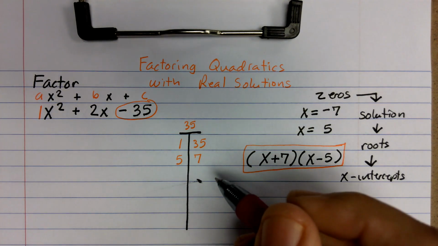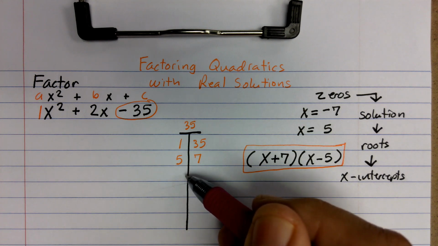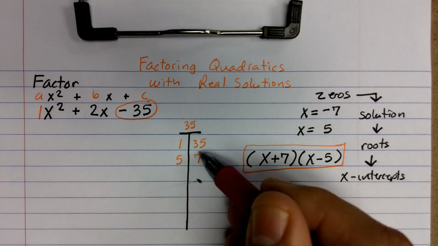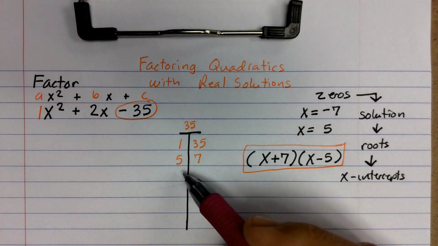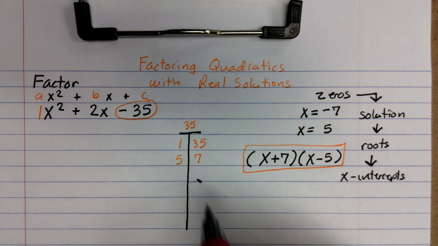And if you're wondering why we can stop, it's because after 5 is 6, and we verified that 6 wouldn't work. And after 6 is 7, and 7 is already here. So there's no point in writing 7 over here when you already have a 7. Therefore, these are all of our factors.